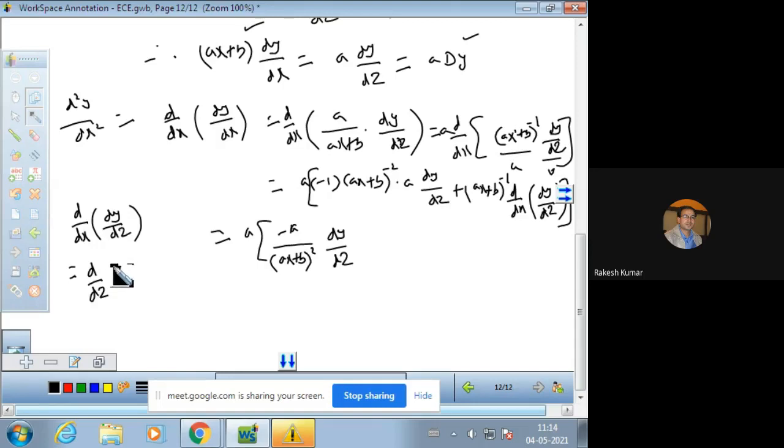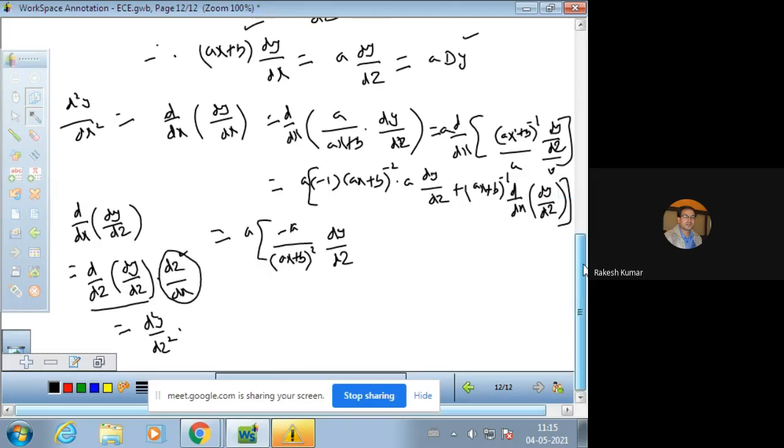d/dz of dy by dz into, this is some sort of adjustment. Just see, dx is there, dx is in the denominator. dz, we are taking extra in the denominator. So take it in the denominator, multiply in the numerator also. So this comes out to be d square y by dz square into value of dz by dx. This has already been computed.